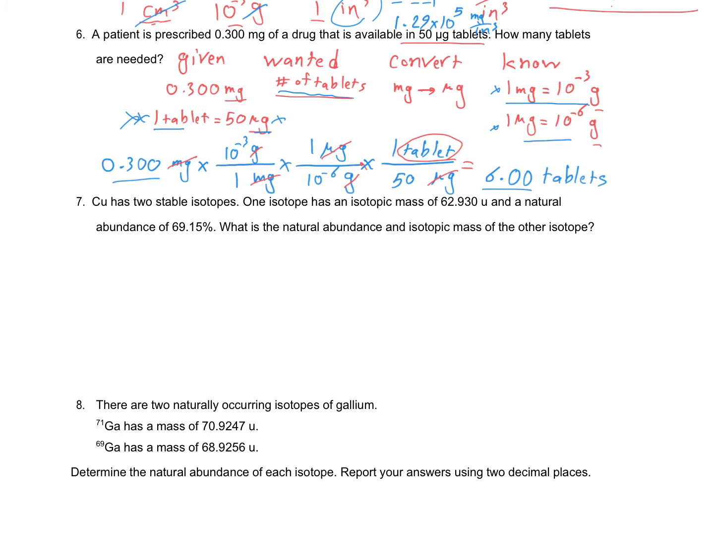So we have two isotopes for copper. One isotope has the mass of this. Remember, for the atomic mass, we show it with AMU, atomic mass unit, or U. It's the same thing. And so we have one isotope with this mass and this natural abundance. It's asking for the natural abundance and isotopic mass of the other isotope.